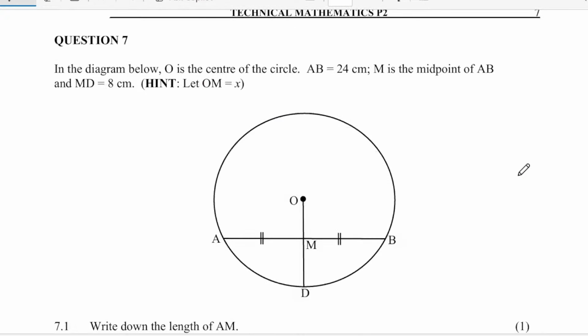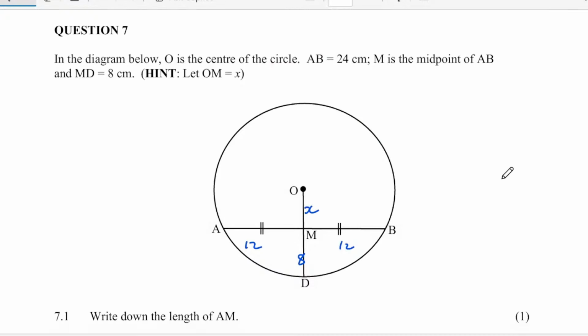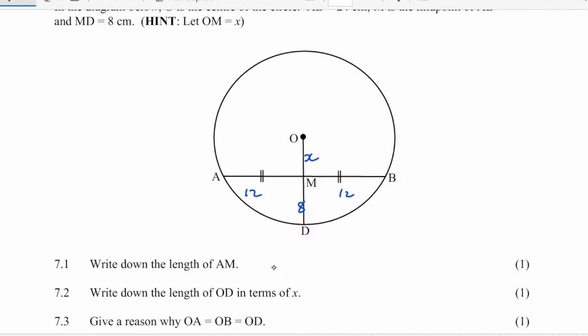All right, then question number 7. In the diagram below, O is the center of the circle. AB is 24. It means this is 12, that's also 12. M is the midpoint of AD. MD is 8. Let OM be X. They want us to write down the length of AM. That's going to be 12 centimeters. We don't need the reason. The reason is bisected, that's a midpoint.